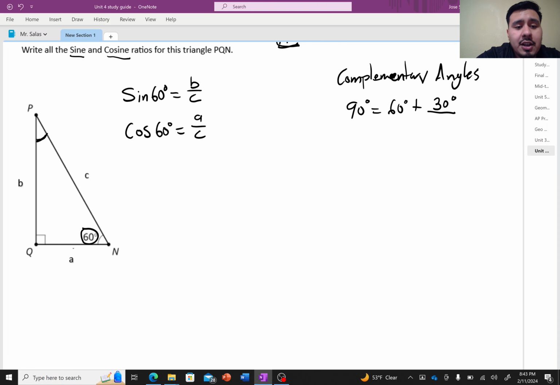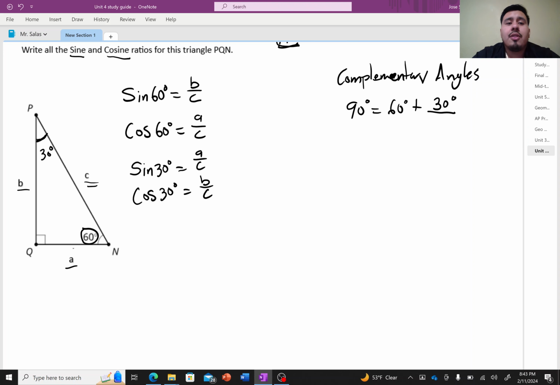So I can go ahead and continue and say the sine of 30 degrees is equal to, well, let's say this is 30 degrees, which it is. Sine of 30 would be opposite over hypotenuse, which would be A over C. And the cosine of 30 degrees would be adjacent over the hypotenuse, which would be B over C. There you go. Finally, now I have written all the sine and all the cosine ratios for this triangle PQN, okay?